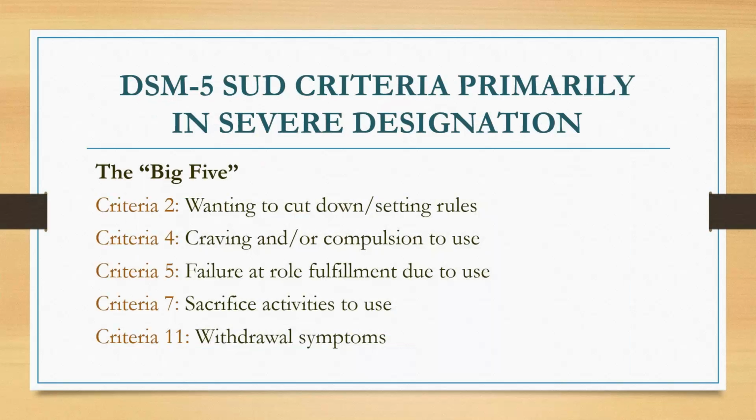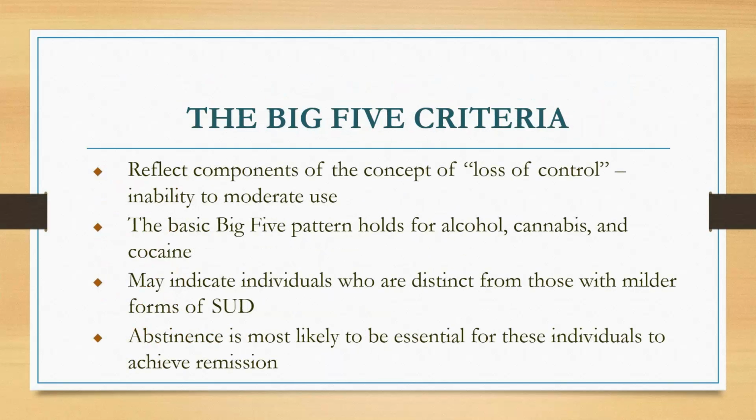So if we can go on from there, we will hit our Big 5 group. We have termed these 5 criteria of the DSM-5 as the Big 5: wanting to cut down and setting rules, craving or compulsion to use, failure to fulfill role obligations, sacrificing activities to use or because of use, and withdrawal. These 5 criteria are the ones that seem to indicate a much more serious problem than the other 6 criteria of the DSM-5. The next slide gives a little background on these.